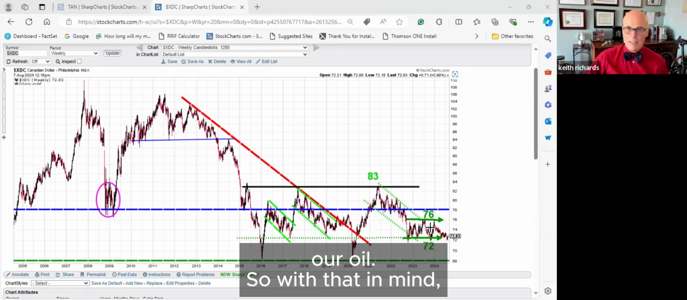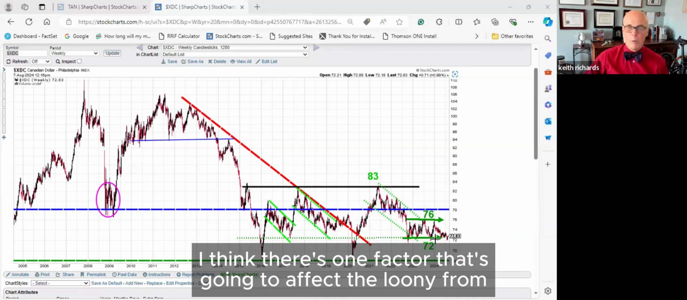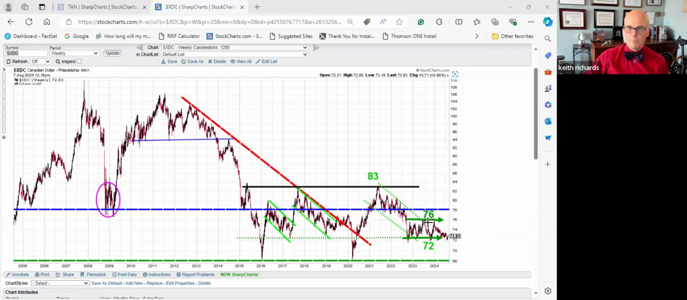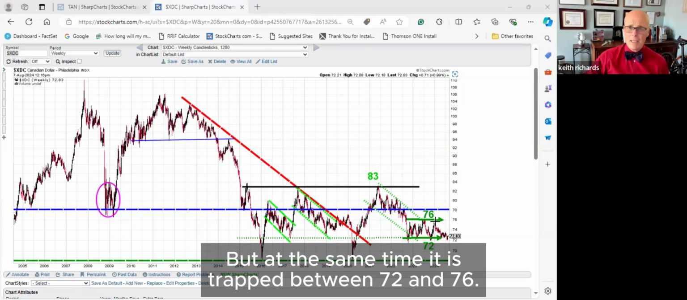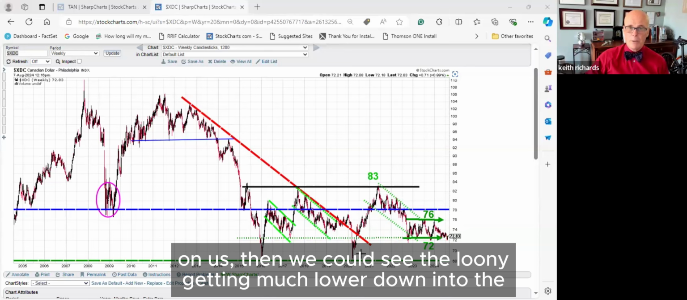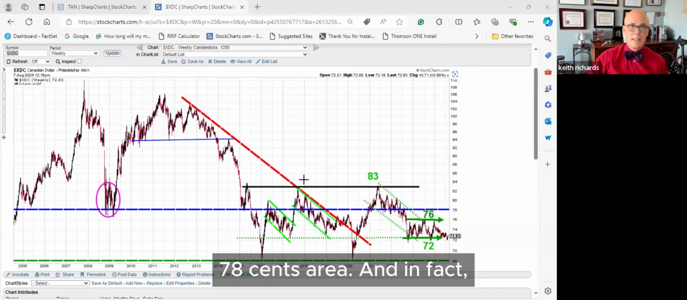With that in mind, I think there's one factor that's going to keep the Loony from ever reaching lofty heights again, unless we get a different government. But at the same time, it is trapped between 72 and 76. And if this 72 zone does disintegrate on us, then we could see the Loony getting much lower, down into the 70 cents area.